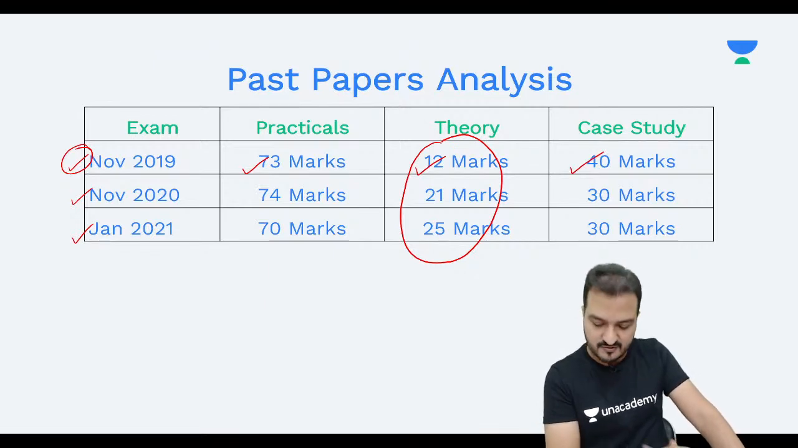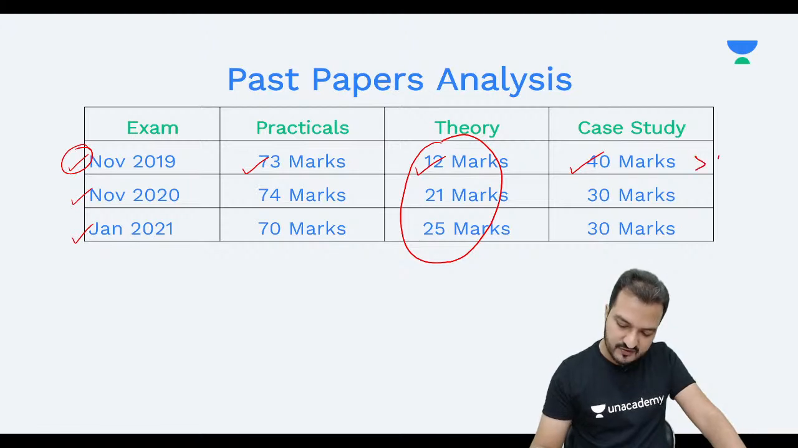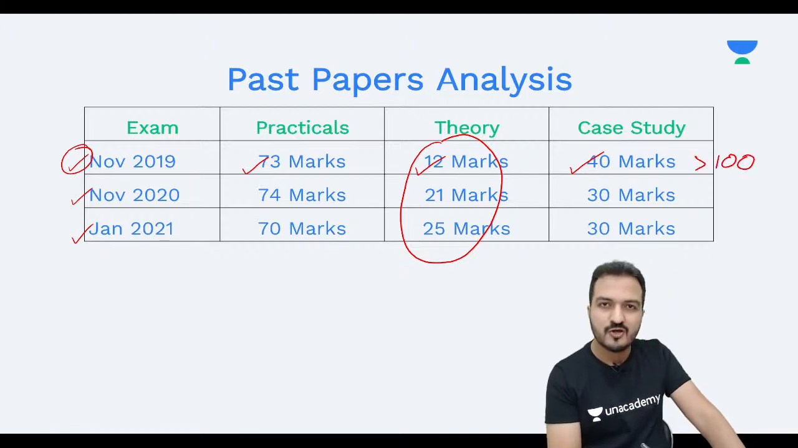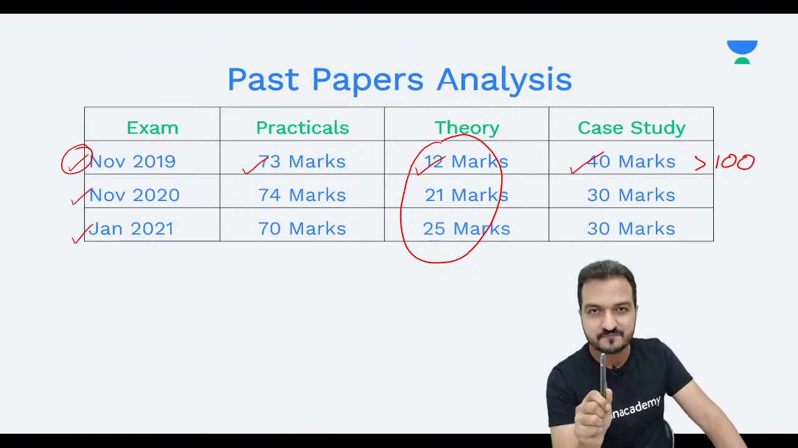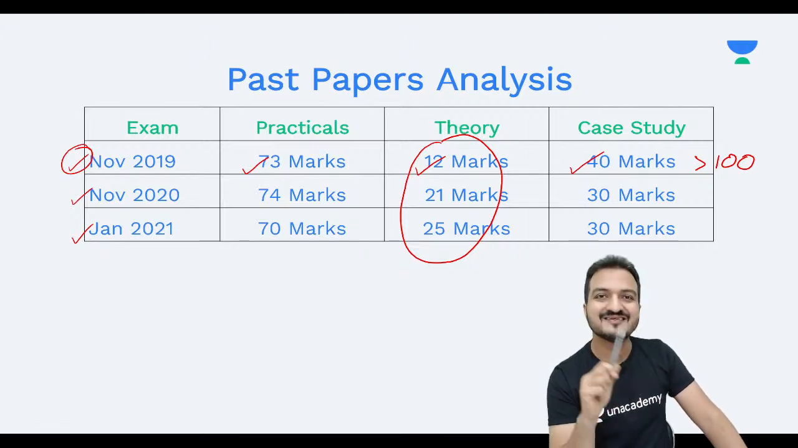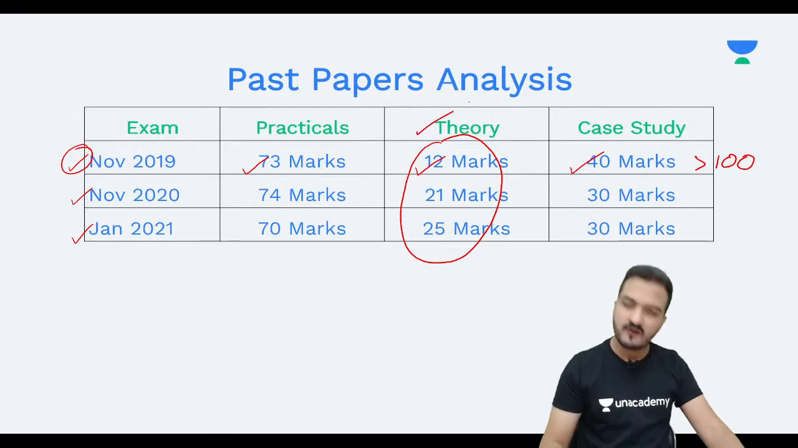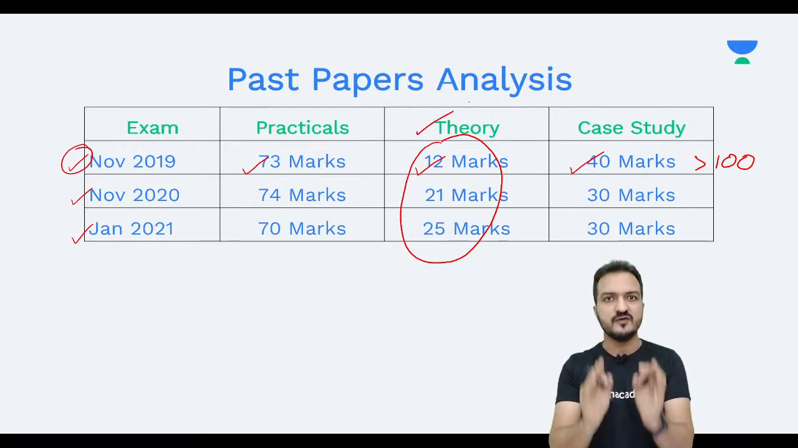Now, some of you may ask, sir, this turns out to be more than 100. Well, obviously, this is the total marks in the paper with options. Out of these total marks, you have to answer only 100 marks. But notice the theory weightage. When I say theory here, this is pure theory.